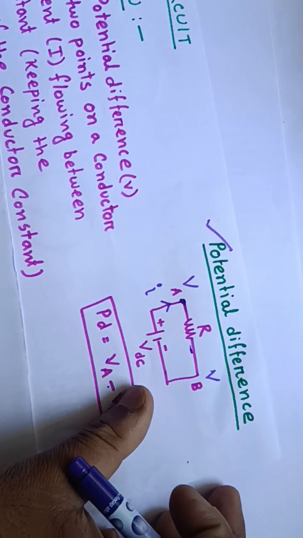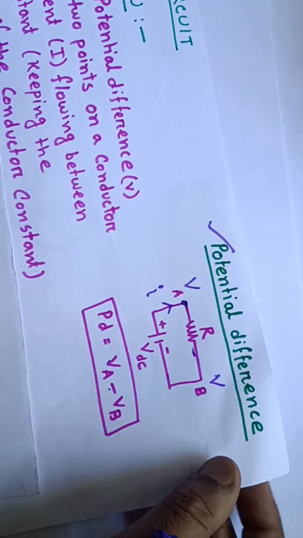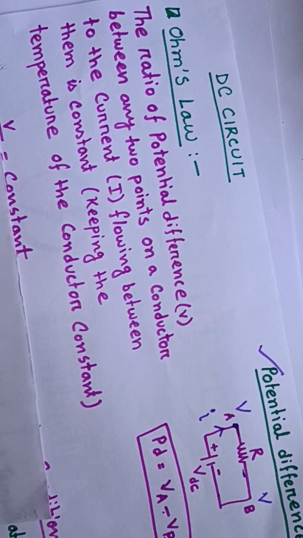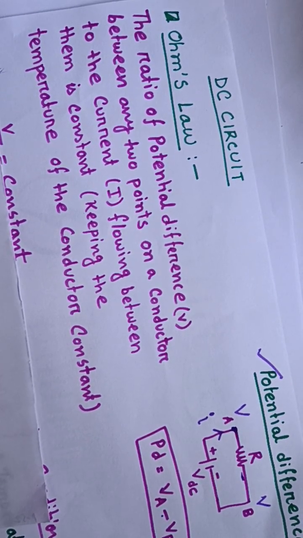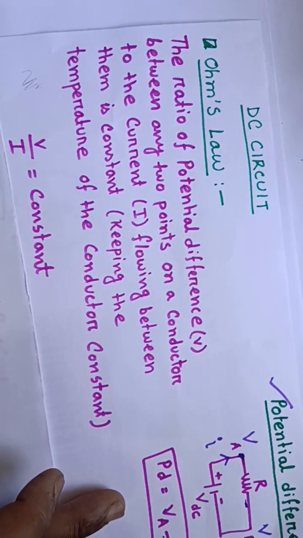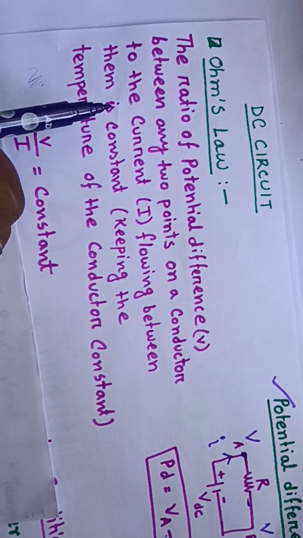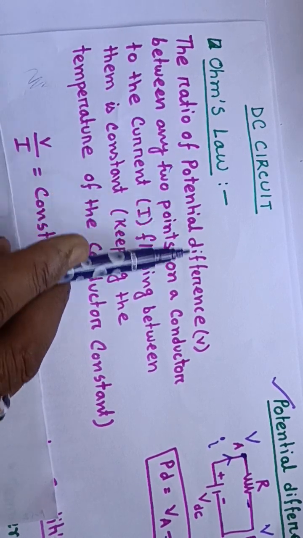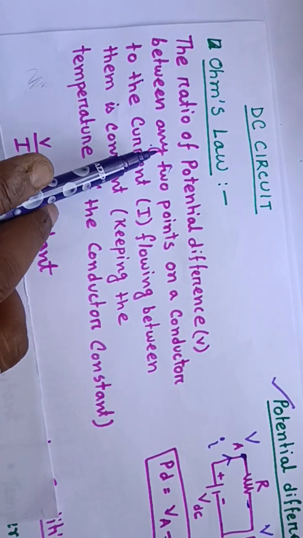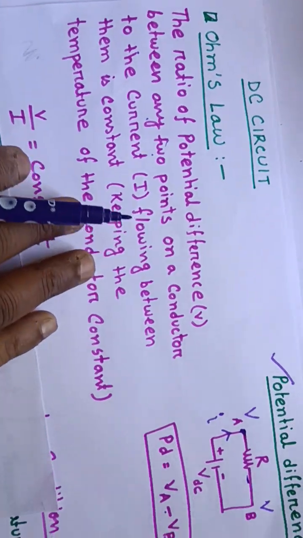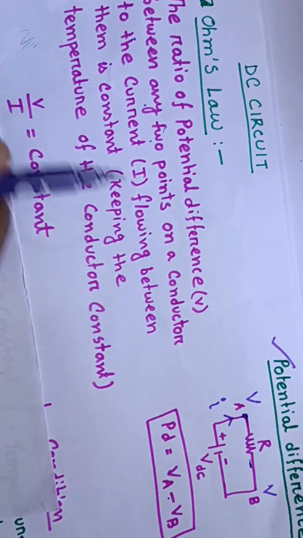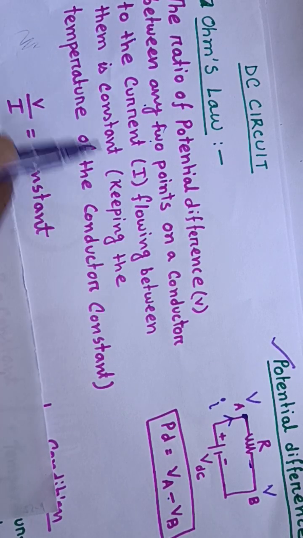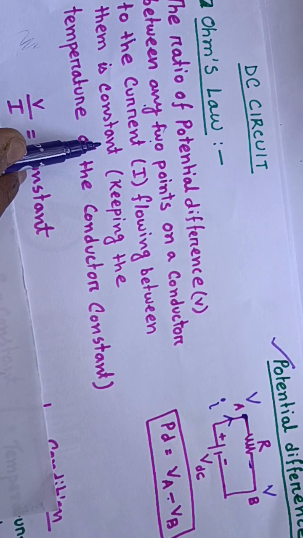Now we will understand the concept of Ohm's law using the concept of potential difference. Okay. So first of all, let's see the statement of Ohm's law. As per Ohm's law, we know that the ratio of potential difference between any 2 points on a conductor to the current I flowing between them is constant, right?